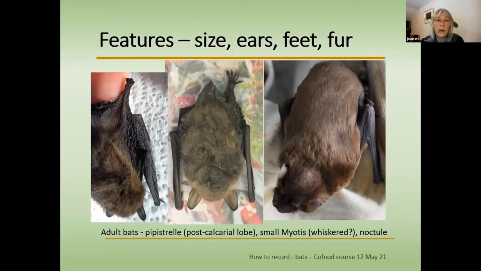Or if not, it's really good to take some photographs of it if you're happy doing that. And the sort of features that you're looking at is the size of the bat, so something with a scale. The quality of the fur can be an indication. The one on the right, as well as the size, that's a noctule, which has got very glossy, smooth fur.